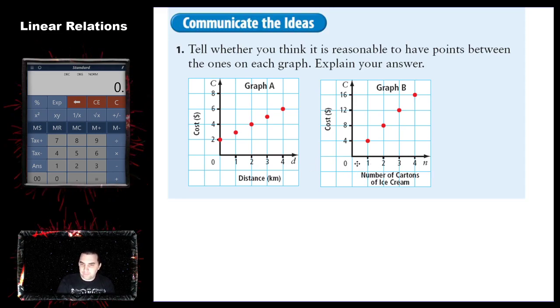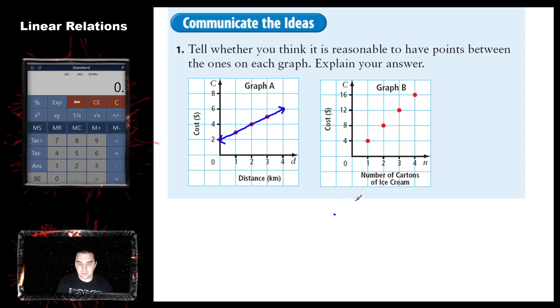If you go to a store and it's $4 for a carton of ice cream, then it's going to be $8 for 2 cartons of ice cream, $12 for 3 cartons of ice cream. That makes sense. But if you go to the store and say, I want 1 1/3 carton of ice cream, they're not going to open it up for you. So no, that does not make sense to have numbers in between in this case. So what I'm thinking here is graph A should actually be a continuous line and graph B should be discrete. That's what would make sense. Okay.